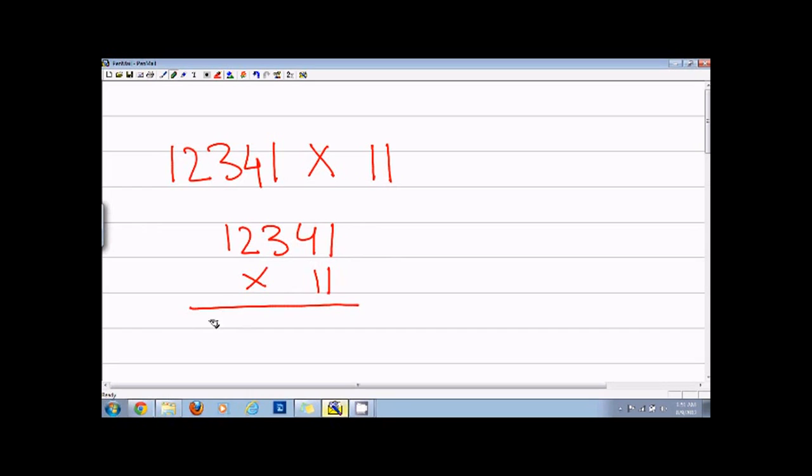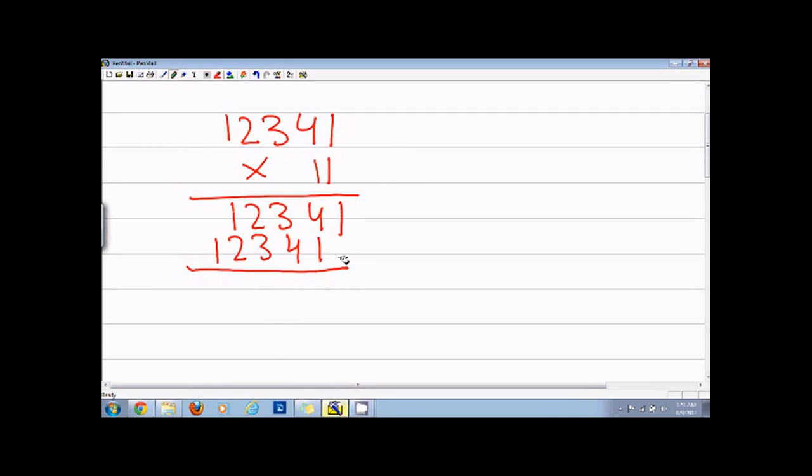In this tutorial I will show you how to multiply numbers by 11 in a quick and easy way. For example, if I have the number 12341 and I want to multiply it by 11, the regular way would be that I write 12341 and then 11. In that case I'll say 12341 and 12341.